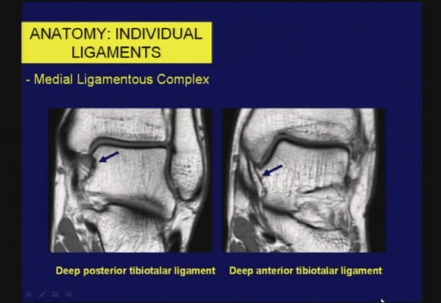In a patient, normal structures, the deep posterior, the image on your left labeled with an arrow. On your right, the deep anterior tibiotalar portion. Remember, it's not as strong and it's absent in some people. It is not as consistent.